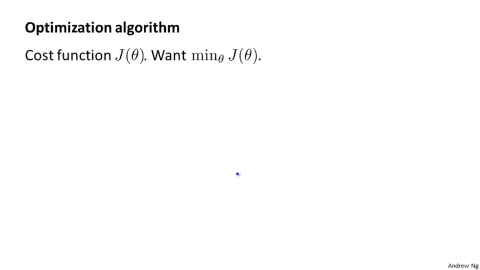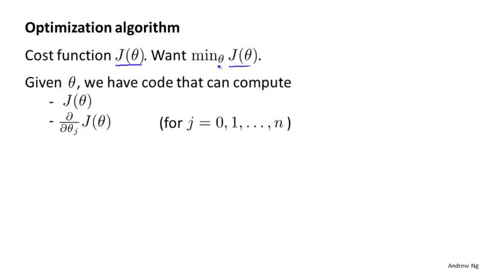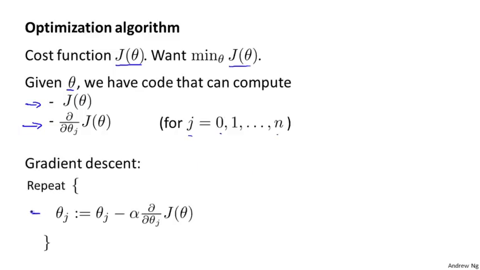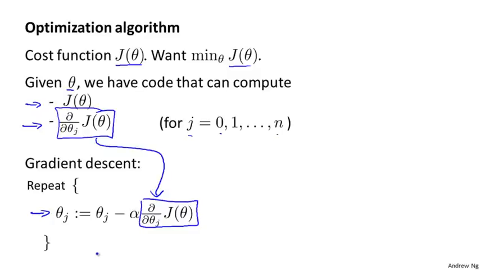Here's an alternative view of what gradient descent is doing. We have some cost function J, and we want to minimize it. So what we need to do is write code that can take as input the parameters theta, and that can compute two things: J of theta and these partial derivative terms for j equals 0, 1, up to n. Given code that can do these two things, gradient descent repeatedly performs the following update. Given the code that we wrote to compute these partial derivatives, gradient descent plugs this in here and uses that to update our parameters theta.